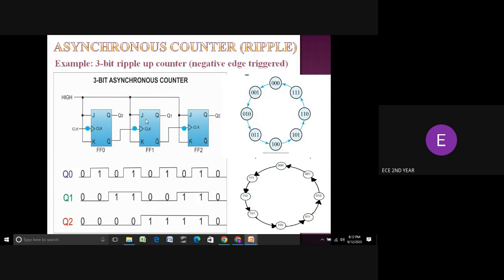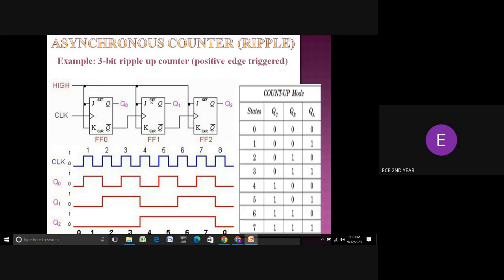Here again we are taking the clocks from Q bar, and the outputs from Q. This is negative, so it will be a down counter. We count from 111 to 000, and again we get 111 for down counting. This is one positive edge triggered circuit; see, the bubble is not there. You can follow that. If you have any query, you can ask.